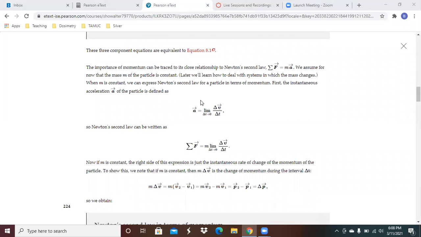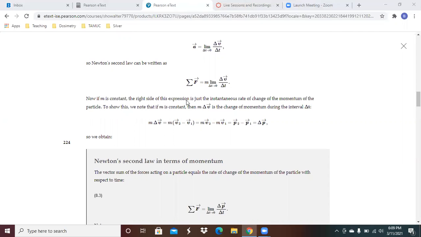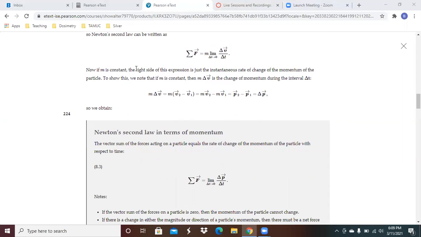And as addressed in the summary, the acceleration is going to be equal to the change in the velocity over the change in time. And if you multiply that by m, that's where the force comes into play. So you can see here, the mass is also multiplied by the right side of the equation, but this limit still stands. So if m is constant, then the right side of this expression is going to be the instantaneous rate of change of the momentum of the particle.